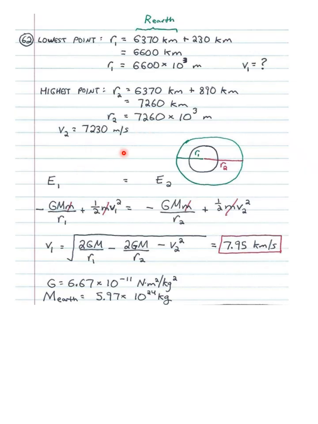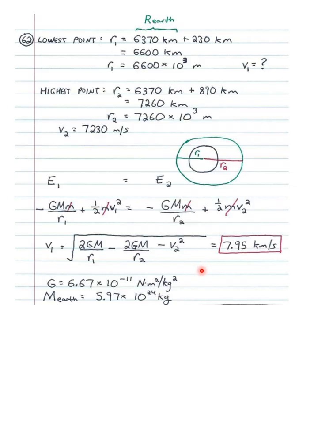Conservation of energy, E1 equals E2. You've got your potential plus kinetic at 1 equals potential plus kinetic at 2. Since the mass of the satellite is a factor in every single term, you can divide them all out. We're going to solve through by V1. Once again, I recommend that you turn off the video right now. Don't look at the screen. Solve for V1 on your own. See what you get. And here you can see what I've gotten for V1.